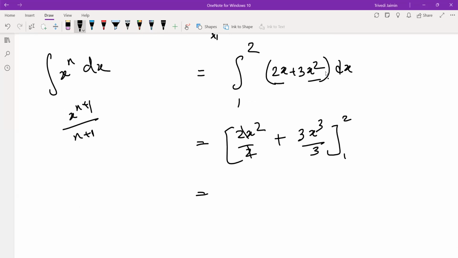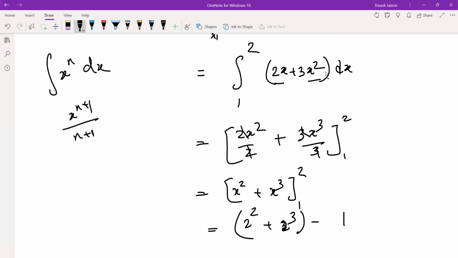Now the 2 and 2 will get cancelled, the 3 and 3 will get cancelled. So x square plus x cube, with limits 2 and 1 that we will substitute. So 2 square plus 2 cube, minus 1 square plus 1 cube.